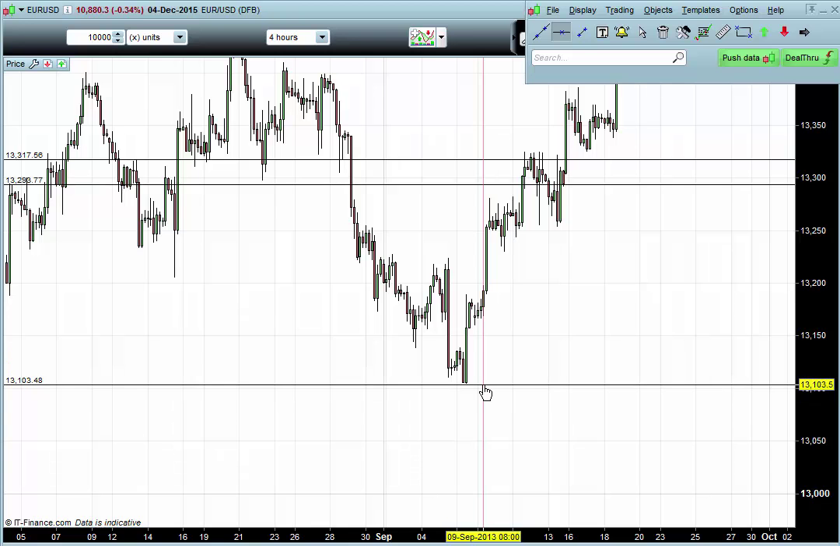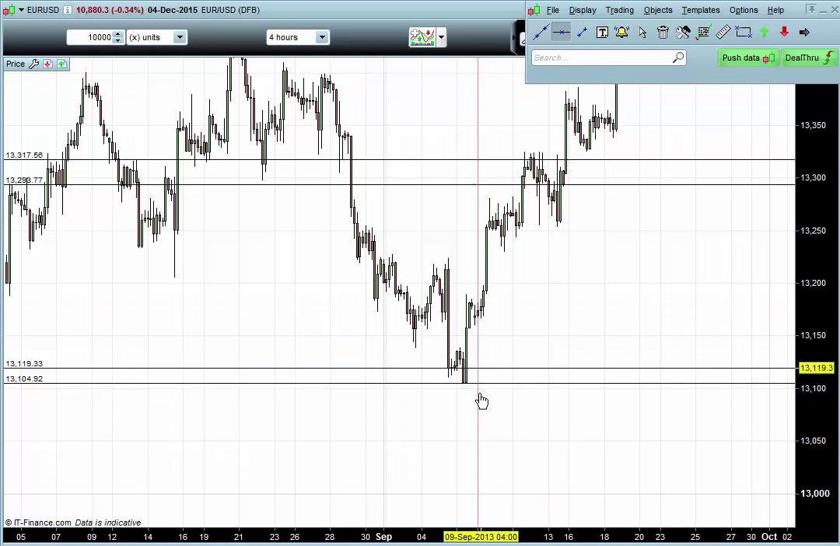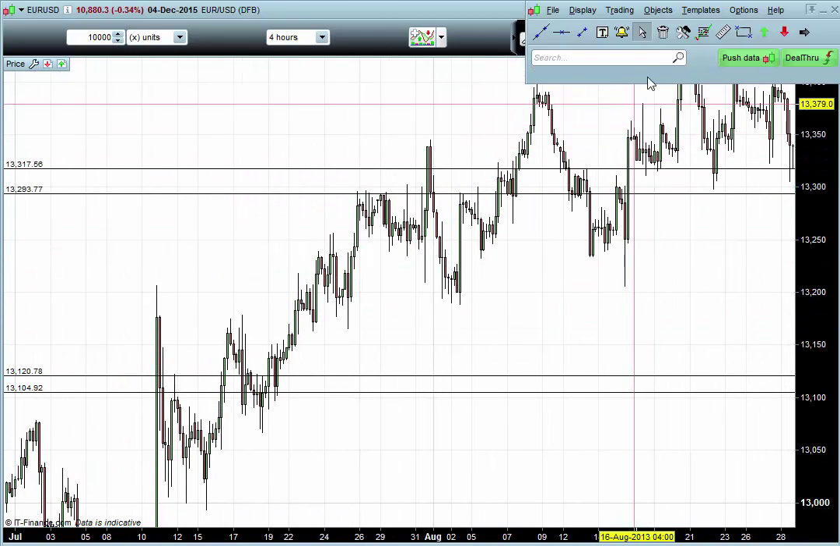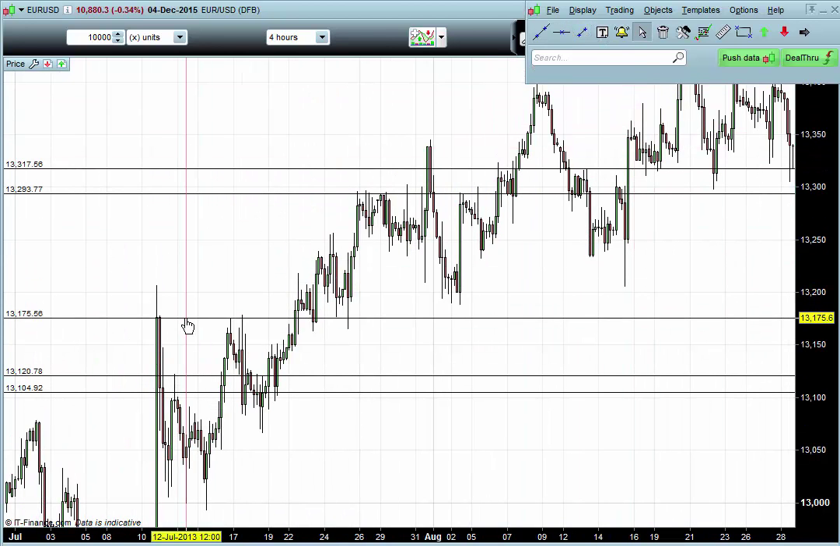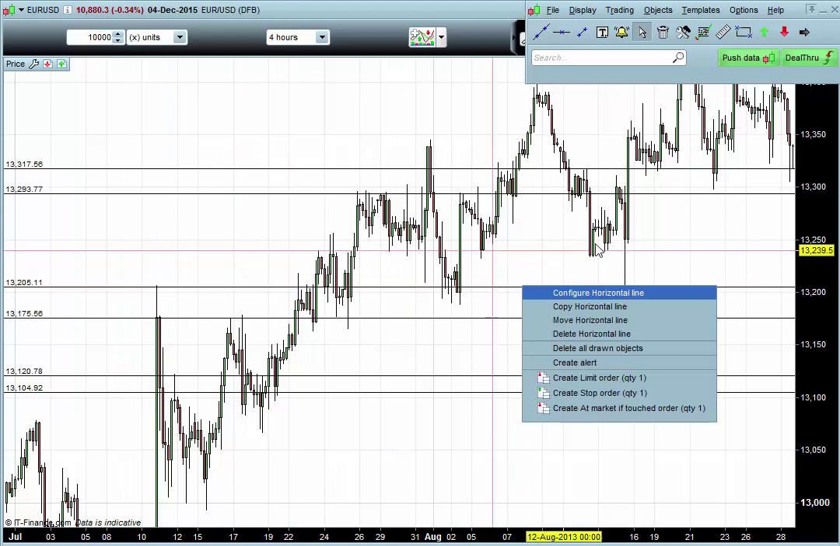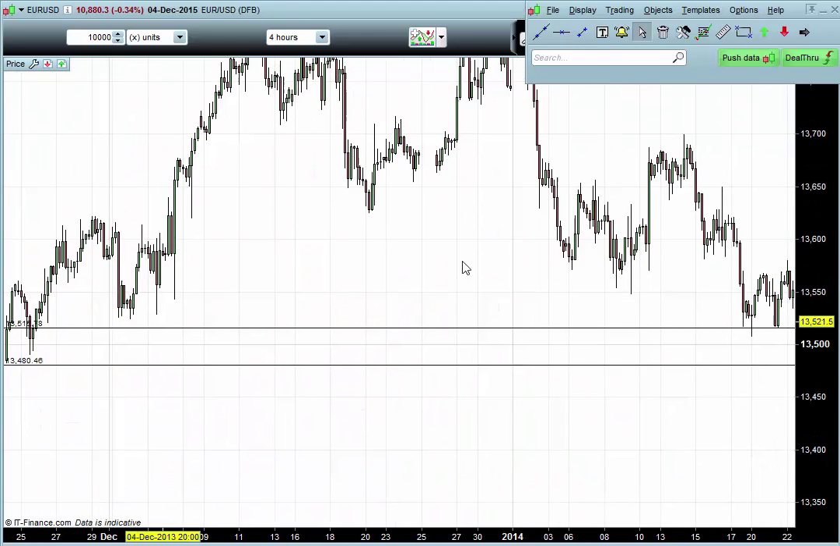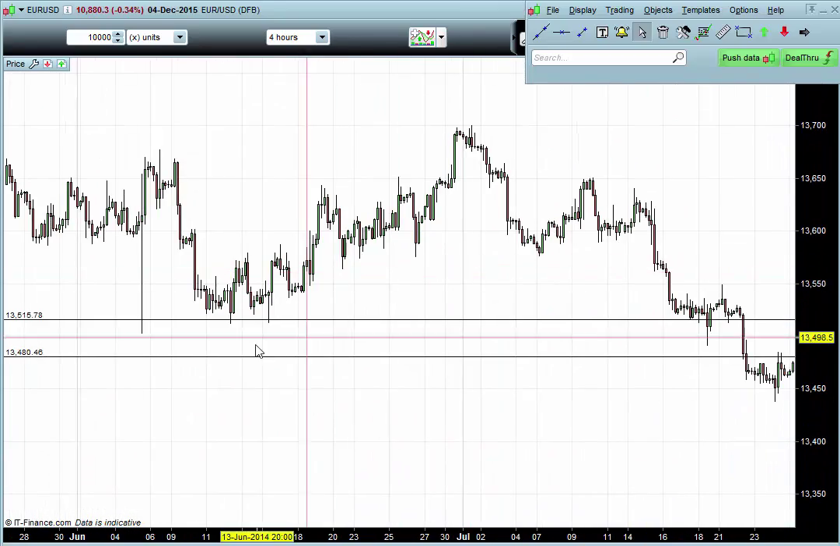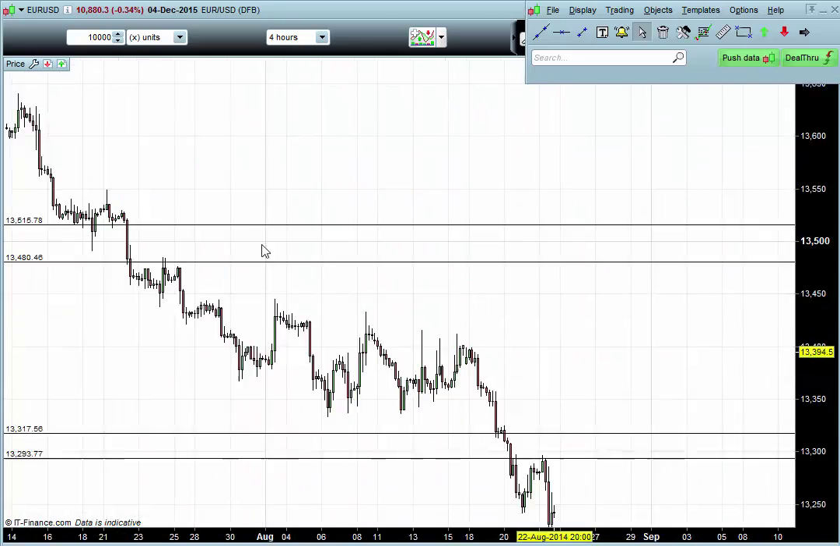Take a few more. Take one down here. Just picking out the key ones. You can take a lot more if you're doing this yourself. So there's one there. Okay, so let's go forward. Okay, we've pushed up. You can see it's still reacting off of these levels.